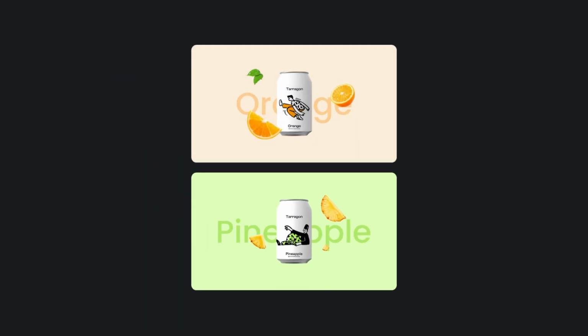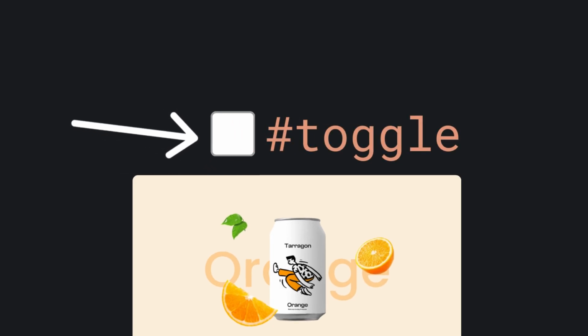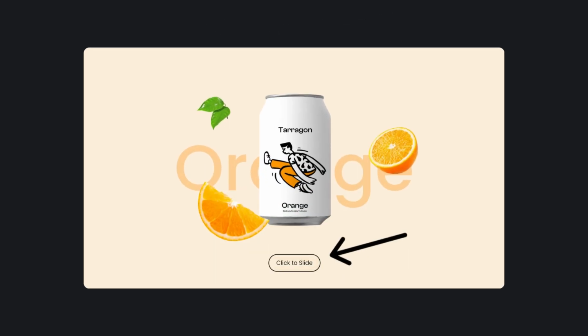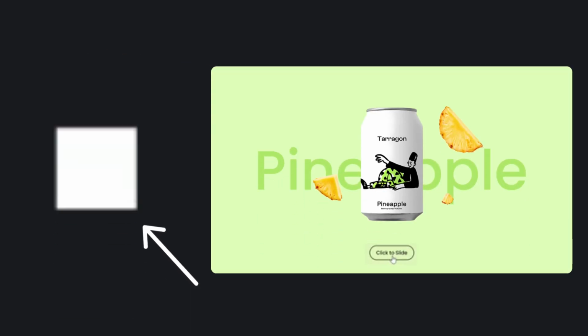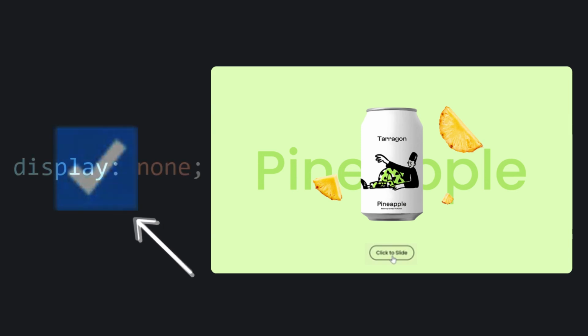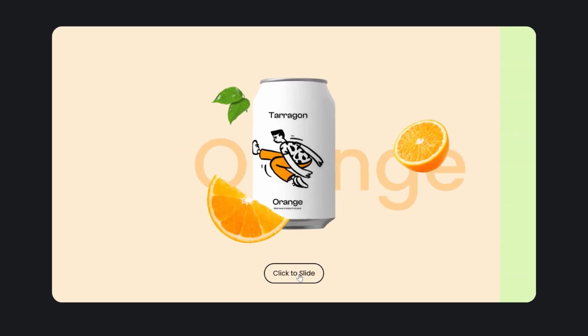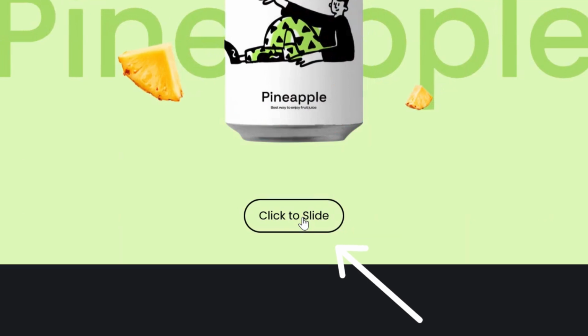For that, above both the layers, add a checkbox with ID as toggle. By adding it above, we can target both the layers using the checkbox. Now add a label within the layer to check and uncheck the checkbox. Similarly with the second layer also, and finally hide the checkbox by setting its display to none. If you observe the original one, the animation happens when the checkbox is being checked.